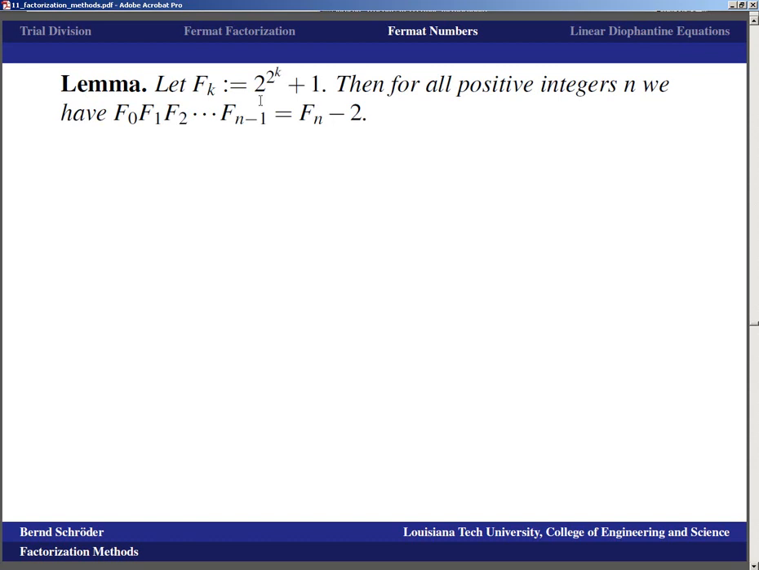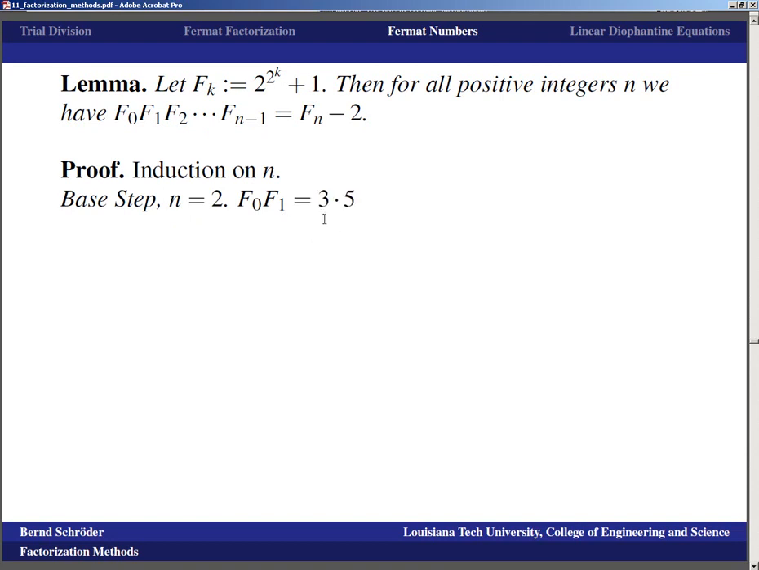Another fact about Fermat numbers is that if the kth Fermat number is 2 to the 2 to the k plus 1, then for all positive integers n, we have that the product of the 0th through the n minus 1st Fermat number is the nth Fermat number minus 2. And, well, that's an induction on n. For n equals 2, what do we get?